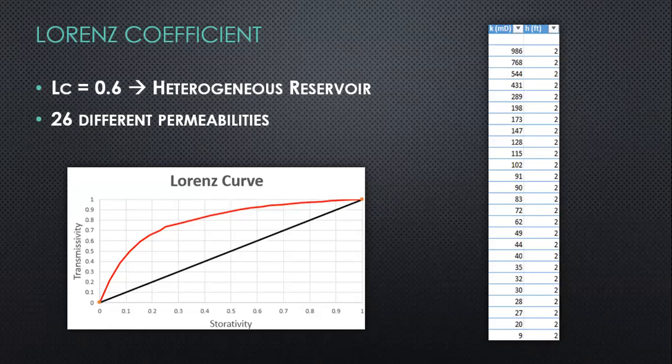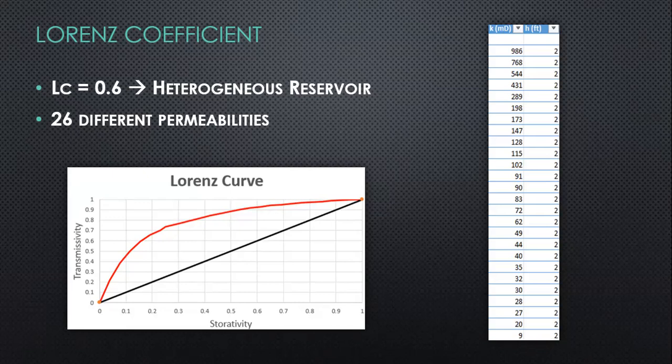Lorentz curve is a method used to estimate the heterogeneity of a certain reservoir. It is an essential method to construct the model in the Eclipse software. The scatter of permeability values is used to evaluate reservoir heterogeneity. So in this method, we'll be evaluating the permeability measurement for certain layers and calculating the Lorentz coefficient after applying the corresponding method. We are aiming to have a heterogeneous reservoir with a Lorentz coefficient of 0.6.